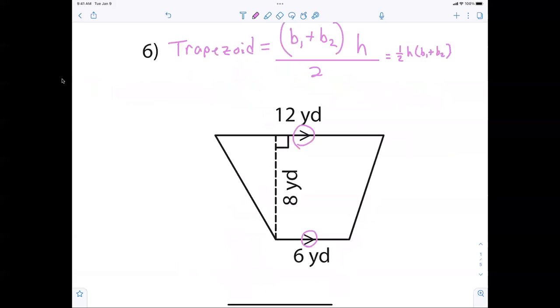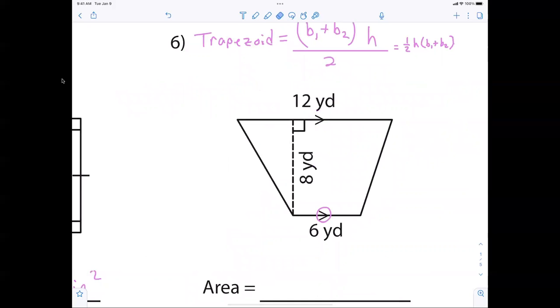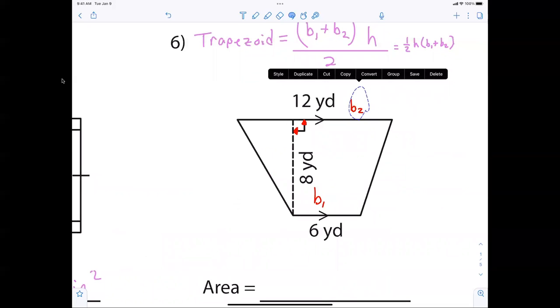All right. Now, in a trapezoid, the 2 bases are the parallel sides. So this could be base 1. This could be base 2. And once again, this right angle points to the height. Now, does it matter if I put base 2 at the bottom or base 2 at the top and base 1 at the bottom? It makes no difference. They're just showing you that those are the 2 bases.